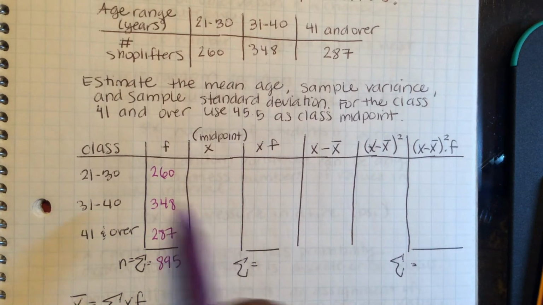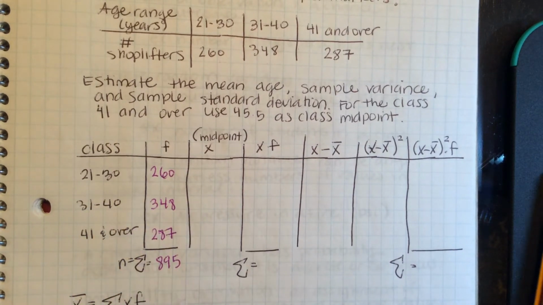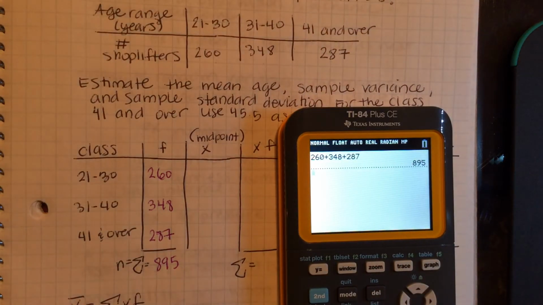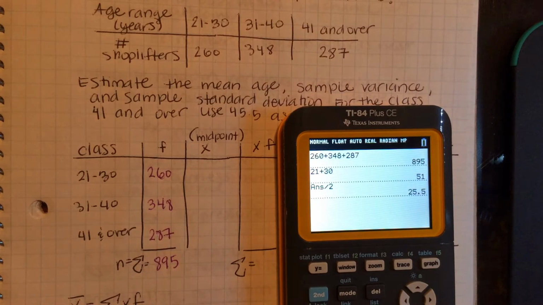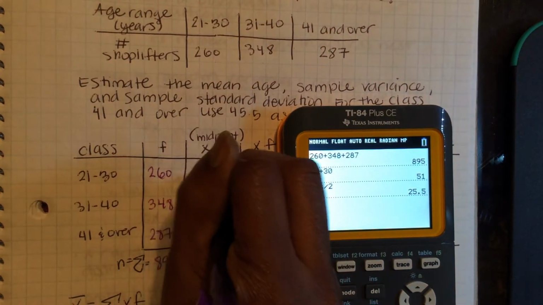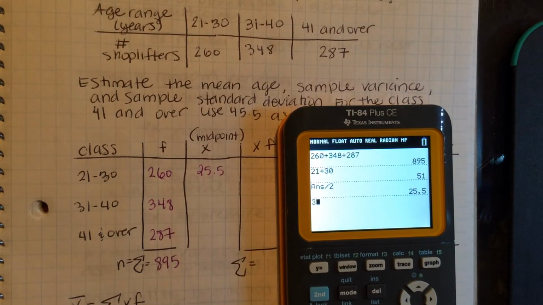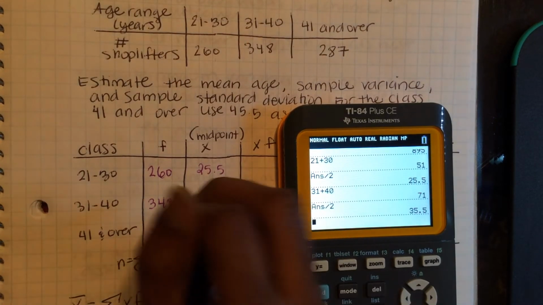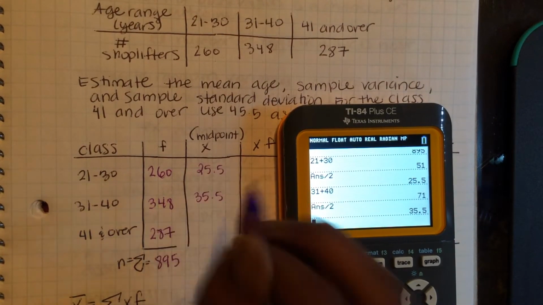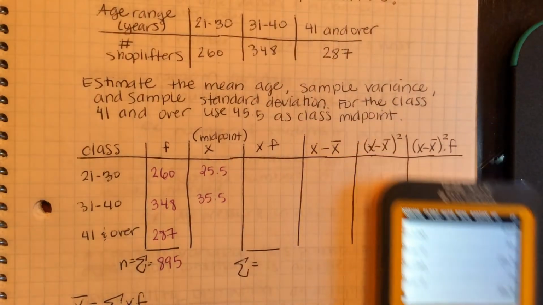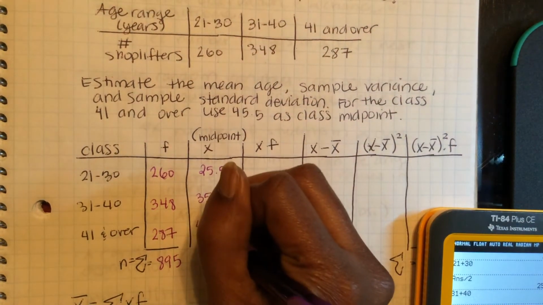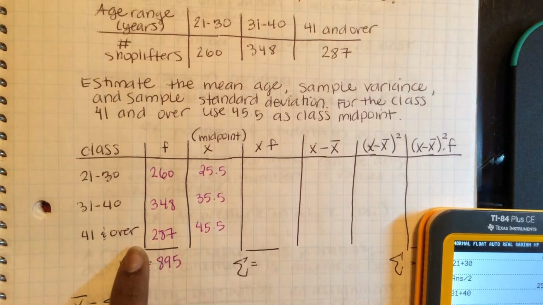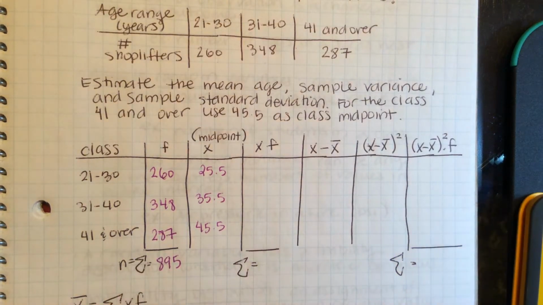So now x for each of these is going to be the midpoint. My first midpoint is 21 plus 30 divided by 2, which is 25.5. 31 plus 40 divided by 2 is 35.5. And then they told us in the problem to go ahead and use 45.5 as the midpoint for 41 and over.